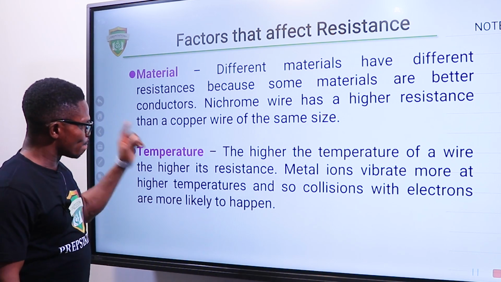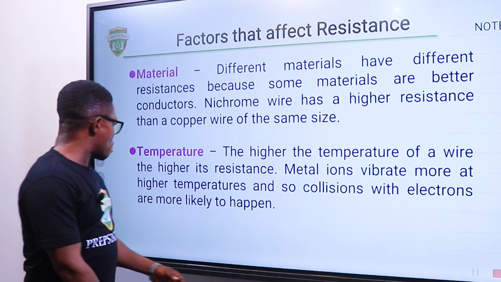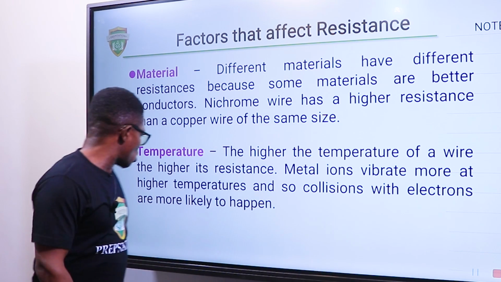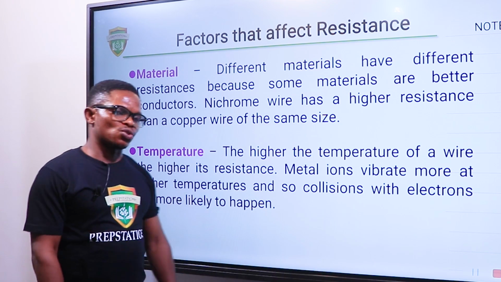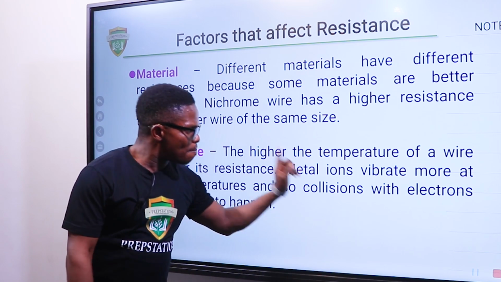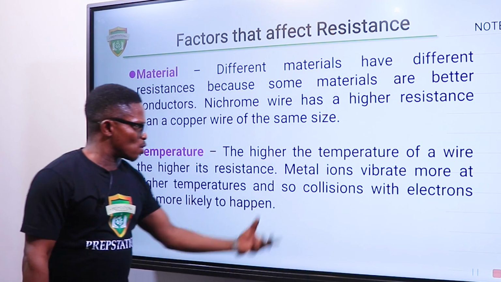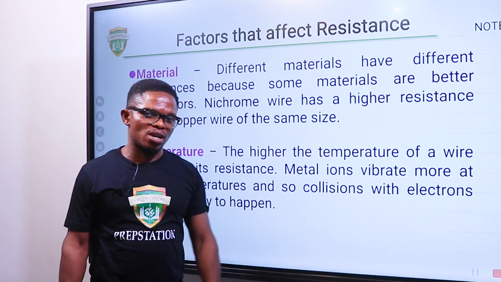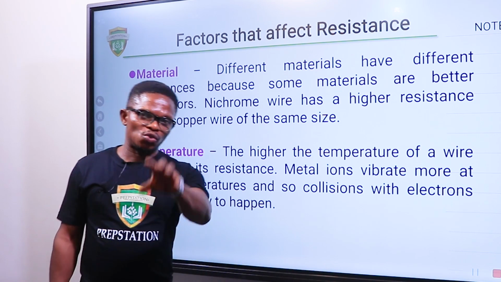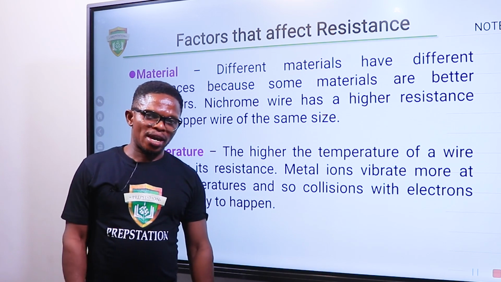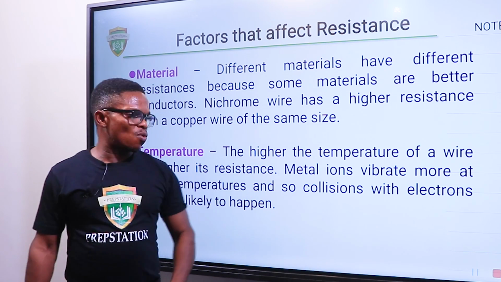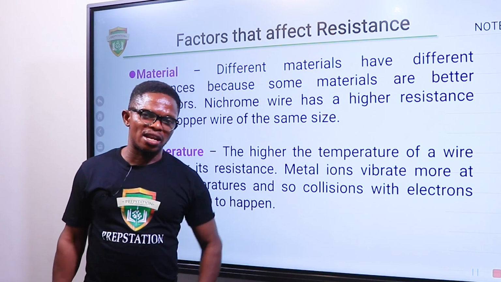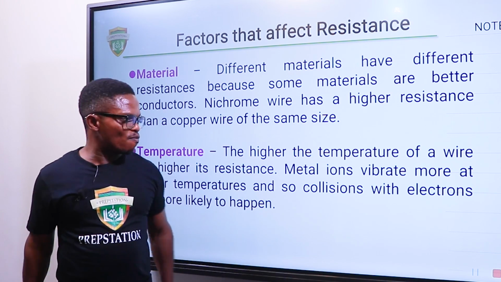Remember, we are getting there. Now, metal ions vibrate more at higher temperature, and so collisions with electrons are more likely to happen. Let me say that again. Metal ions vibrate more. And of course, this is linking us back to what is called the kinetic molecular theory of matter, which has to do with heat. So when you heat a metal, what happens? The metal ions gain kinetic energy by virtue of motion.